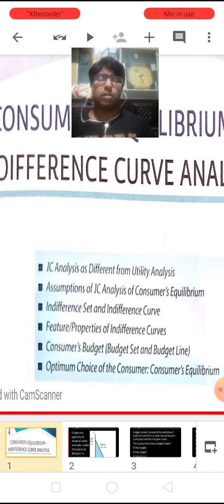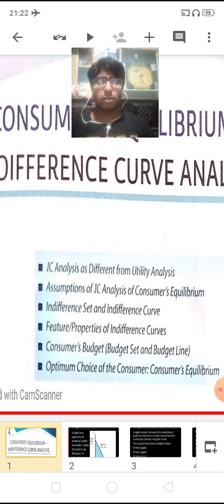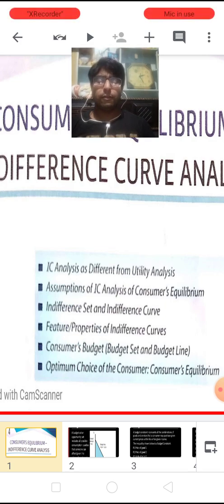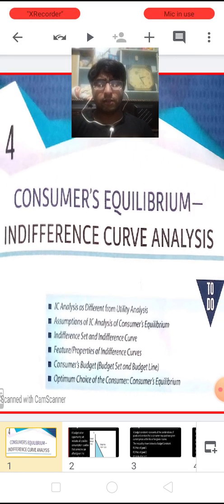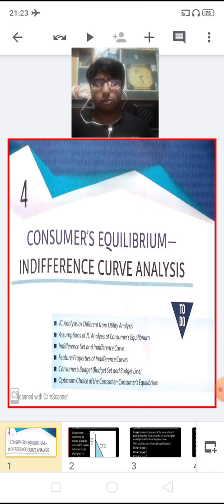Now today we are going to understand the concept of consumer's budget, the budget set and the budget line, and finally the optimum choice of the consumer, that is consumer's equilibrium point. So children, let us start with our first topic, that is consumer's budget and budget set first.